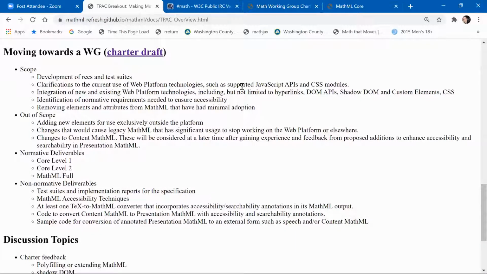And I've committed, and hopefully we'll get some other people to commit, that we'll be able to have some code that converts presentation MathML into speech or content MathML that takes advantage of these new author intents, so that you don't end up with speech that's not proper for the thing.